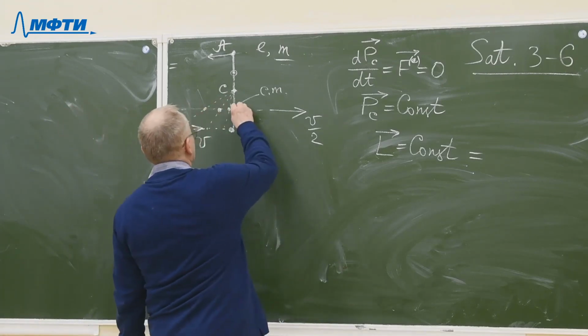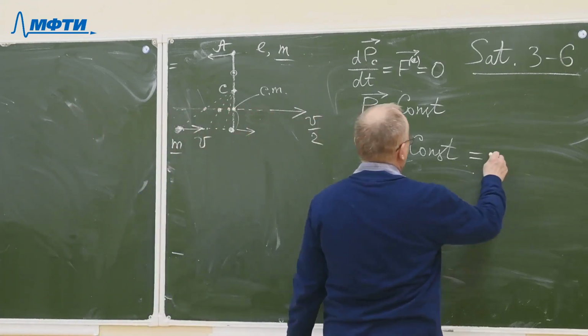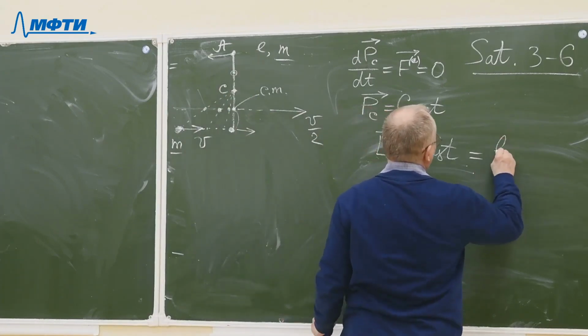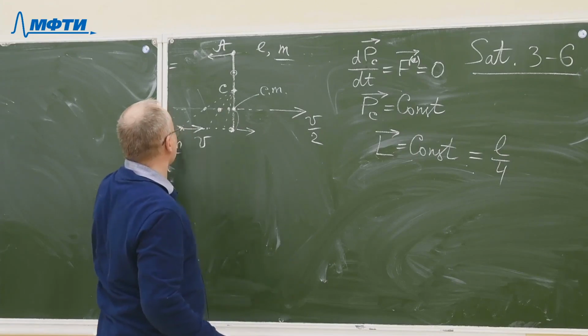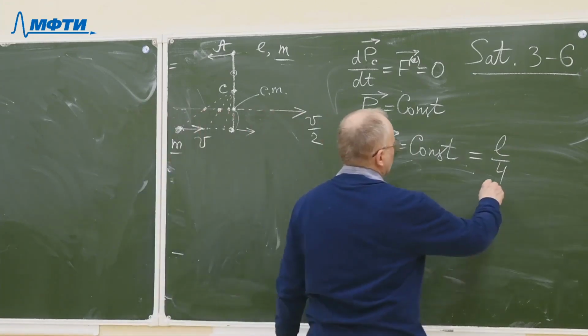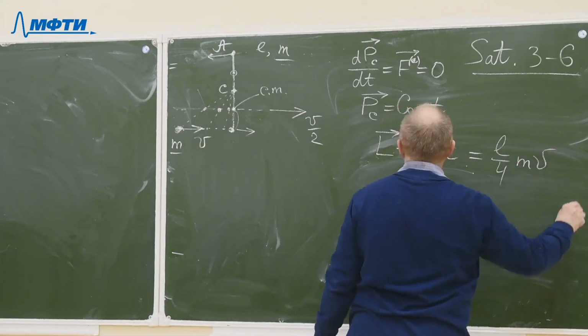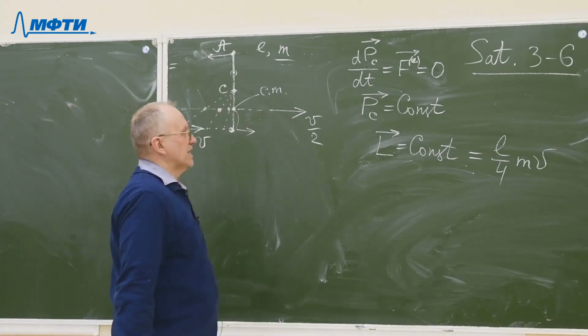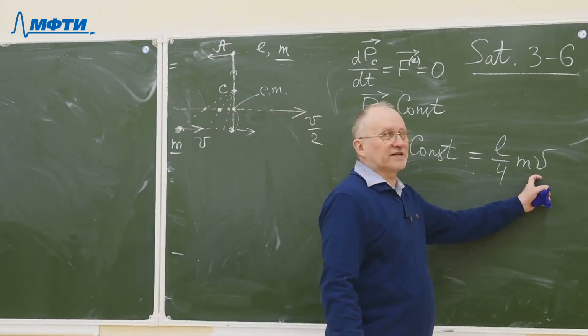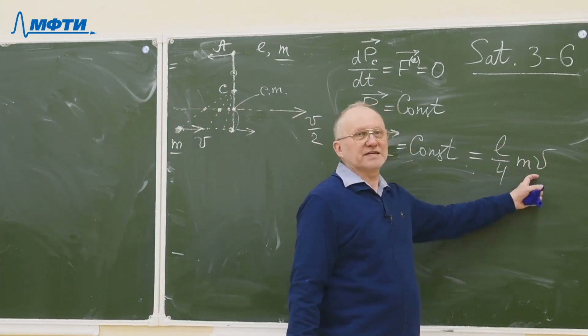Well, it was the r, which is L over 4, just 1/4 of the whole length, multiplied by the momentum of this body, mv, by definition of angular momentum. That was the angular momentum before the collision, and it will remain the same.